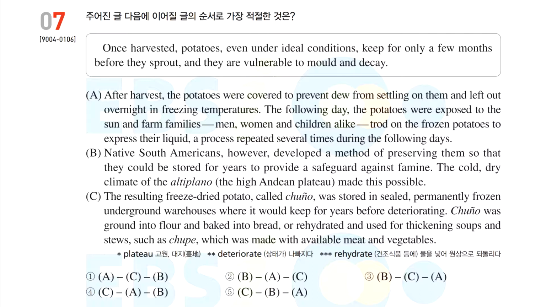The resulting freeze-dried potato, called chuño, was stored in sealed, permanently frozen underground warehouses, where it would keep for years before deteriorating. Chuño was ground into flour and baked into bread, or rehydrated and used for thickening soups and stews, such as chupe, which was made with available meat and vegetables.